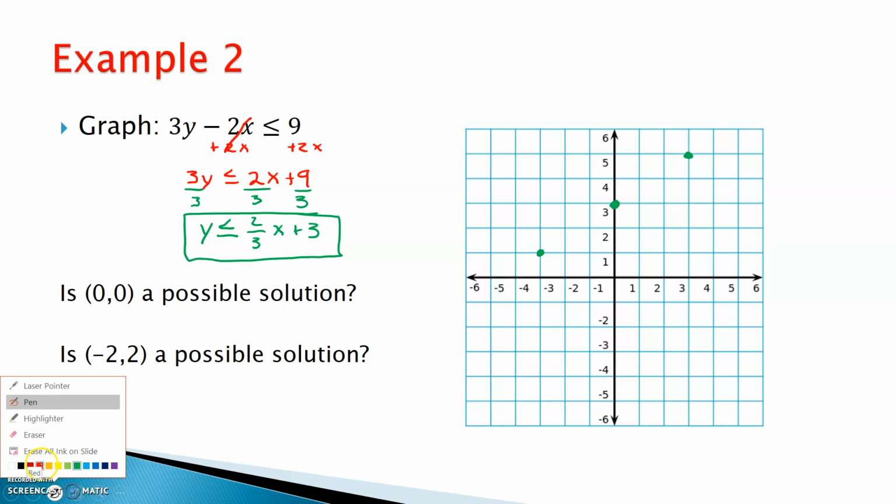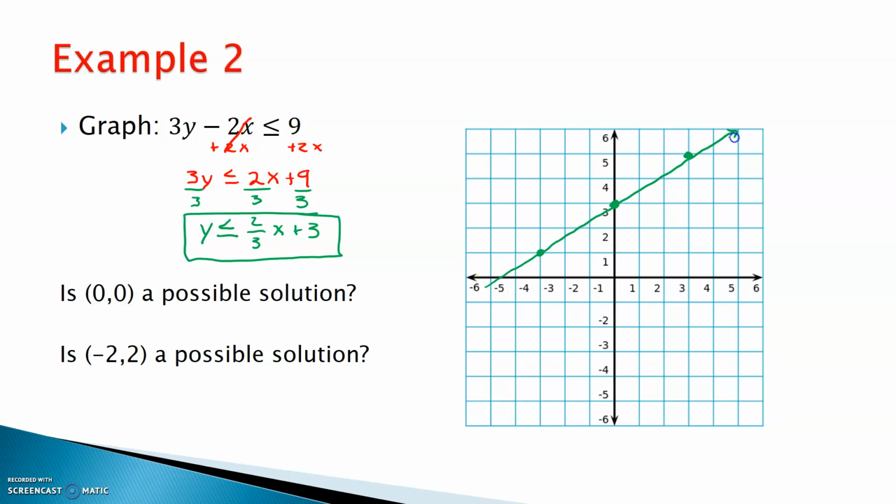All right, at this point though, solid or dotted, well, it has the equal to piece at the bottom. So this is going to be an actual solid line. It means I can actually equal it. I can stand on it. Any point on that line is part of my solution.